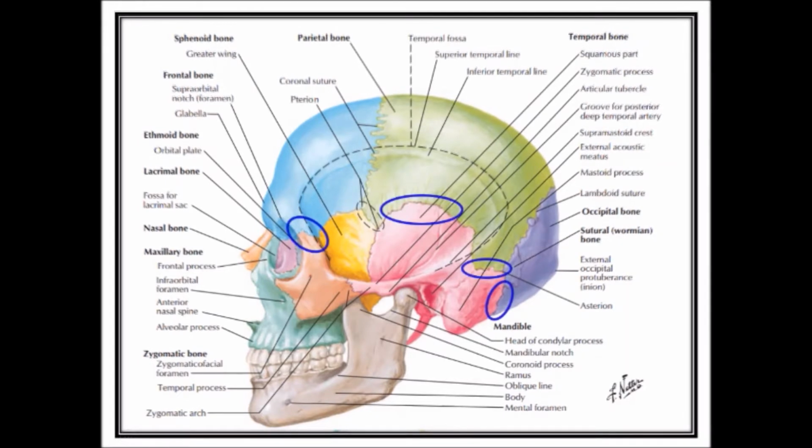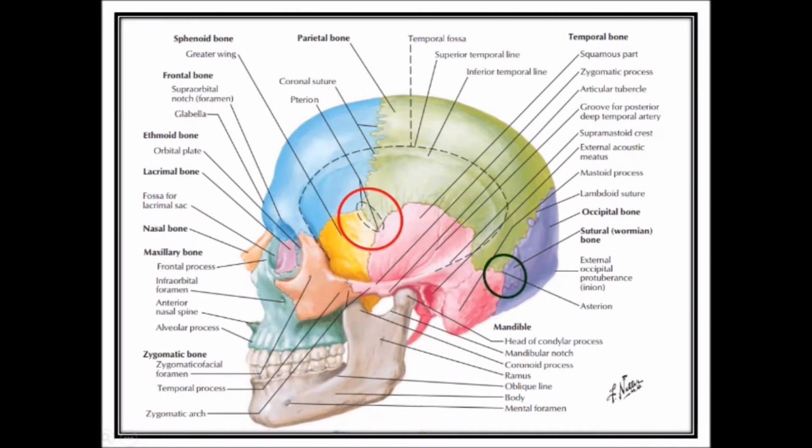The encircled structures indicate the sutures present on this aspect of the skull. Moving from left to right of your screen, we have the zygomaticofrontal suture, the parietotemporal suture, the parietomastoid suture, and the occipitomastoid suture.